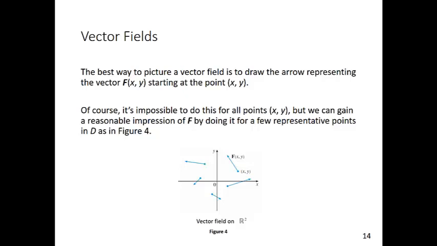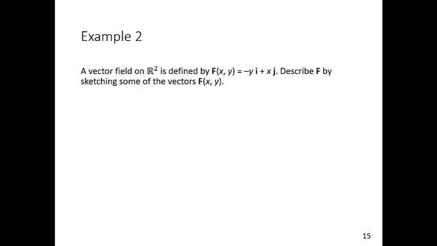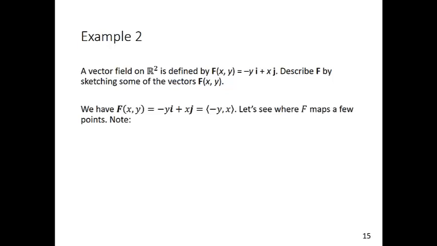Let's do another example. A vector field on R² is defined by f(x, y) = -y i + x j. Let's describe f by sketching some of the vectors. As before, I'm going to begin by rewriting our vector in the angled bracket notation. So f is going to take the point (x, y) to the vector ⟨-y, x⟩. Let's see where f maps a few points.